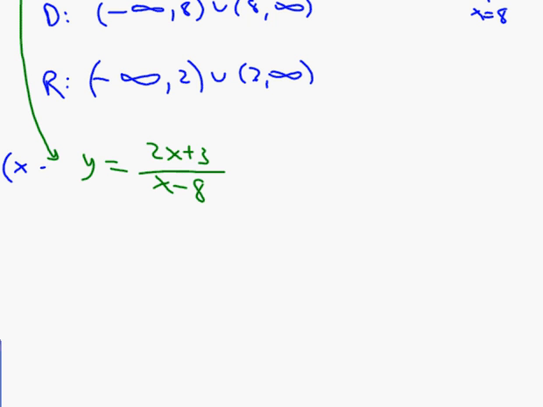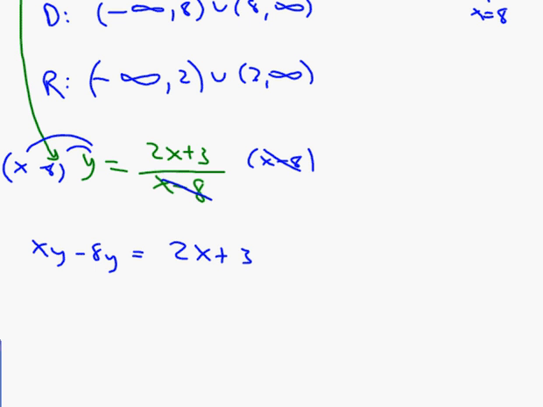Maybe you want to multiply both sides by x minus 8. Because if you do that, these x minus 8s divide out. And on the left side, you have x minus 8 times y, which we can distribute. So we get xy minus 8y equals 2x plus 3. Now it's easy to lose track. Keep your goal in mind here. What we're trying to do is get x alone.